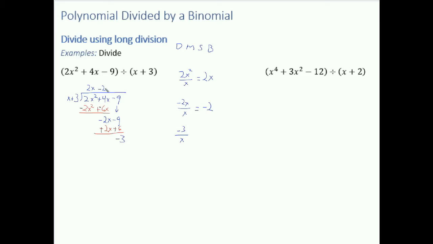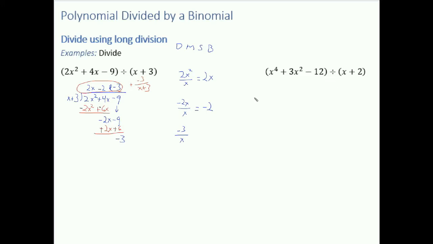We can write this one of two ways. We can either write remainder negative 3, so that would be an answer, or the other option, we could also put plus negative 3 over what we were dividing by, x plus 3. So either remainder negative 3 or this fraction here. We'll be switching back and forth between those different options. And so here's our answer written as a remainder. Let's do one more as a practice.